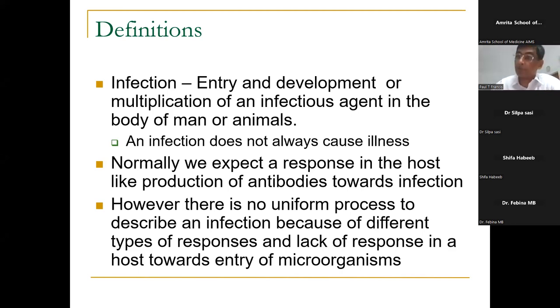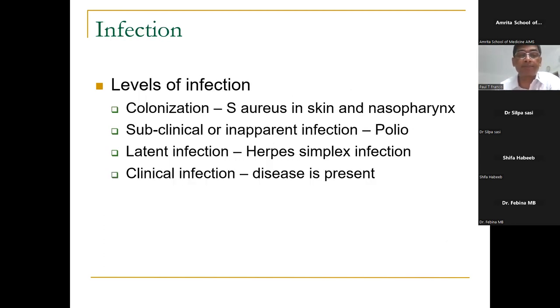Normally, we expect that when a microbial agent enters the body, the body will respond to it, mostly by producing antibodies or some other protective measures. Again, there is no uniform process to describe the infection, because the type of response, or even the lack of response, depends on the host, on how the host reacts to the entry of the microorganisms. So you can classify infection into four types: colonization, subclinical or inapparent infection, latent infection, and clinical infection. The first one is colonization.